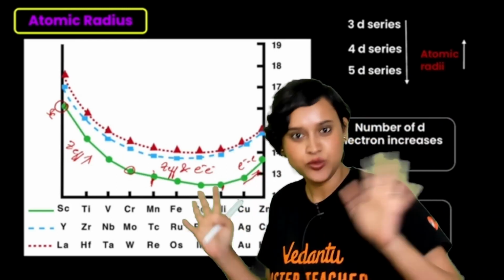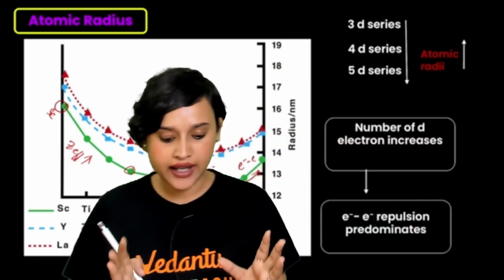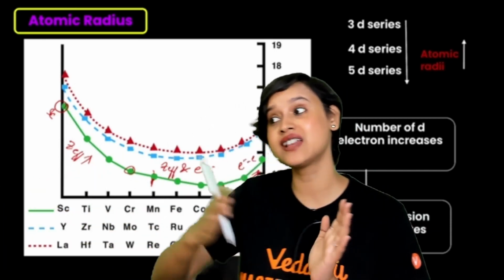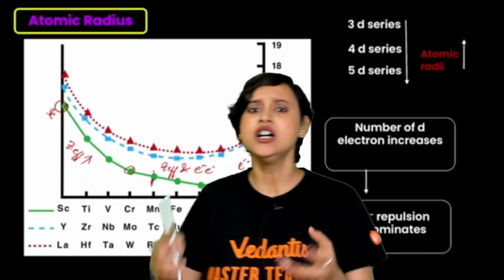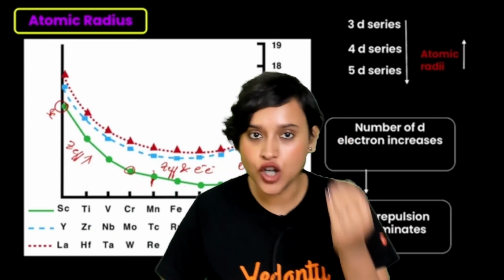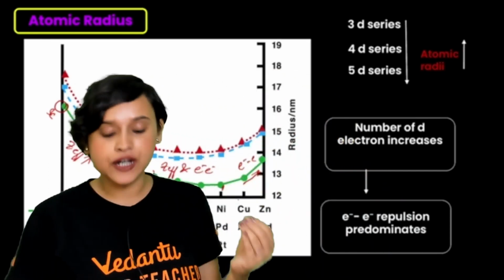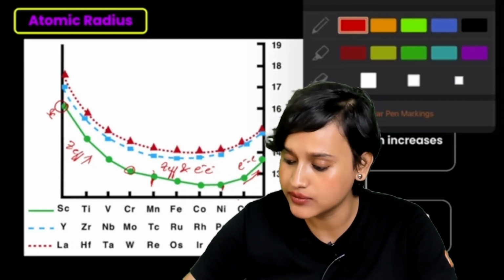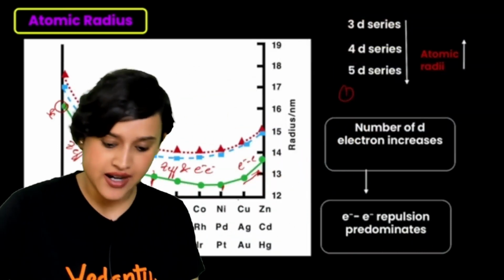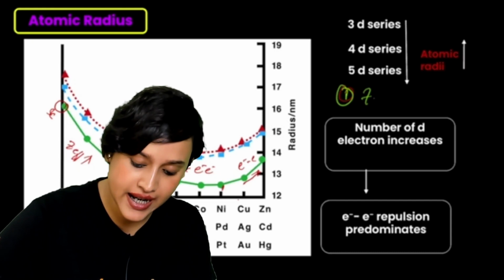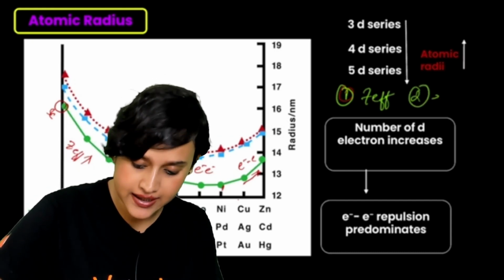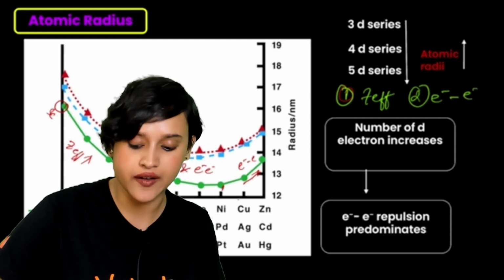So I hope that you are all clear with why we don't see a constant decrease in the size as we move from left to right. Because of two factors. Like I said, atomic radii depend on two things. Number one is Z effective charge, and the second is the electron repulsion.